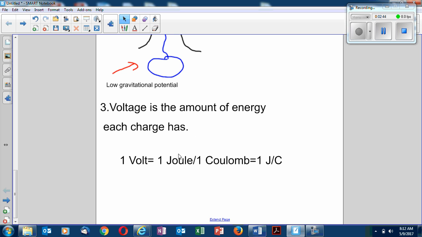So voltage is the amount of energy each charge has, and it's measured in volts. And 1 volt is 1 joule per 1 coulomb, because joules are units of energy and coulombs are units of charge.